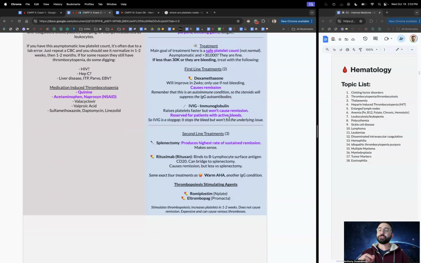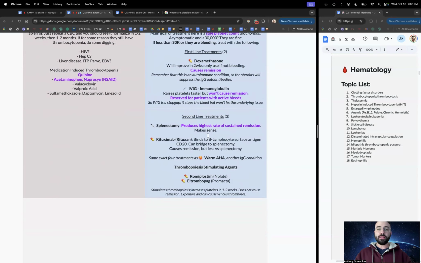You can use IVIG, but surprisingly, you think IVIG is more powerful. You're giving them IV immunoglobulin. This is going to cause remission, but it's not actually. So this is reserved for patients with active bleeds. This is a short acting thing. Steroids, they're on this for a little bit longer. So that's going to cause remission.